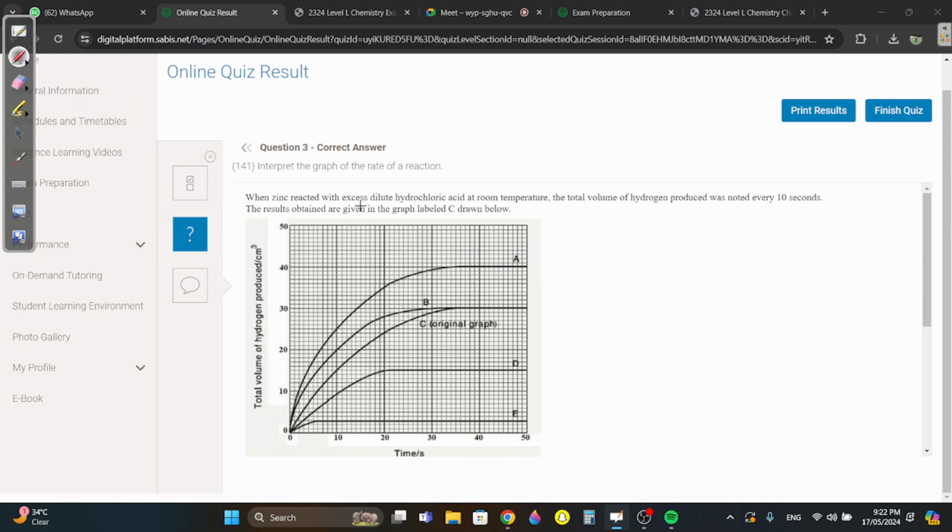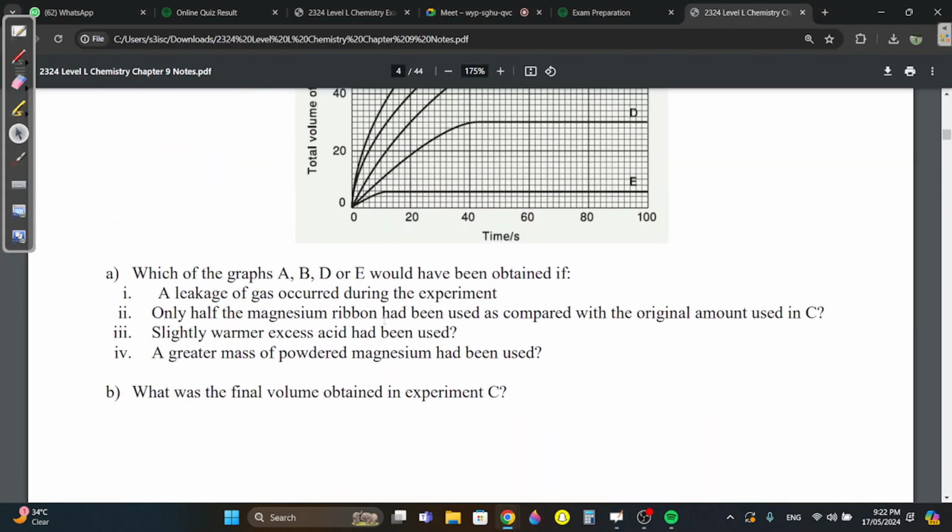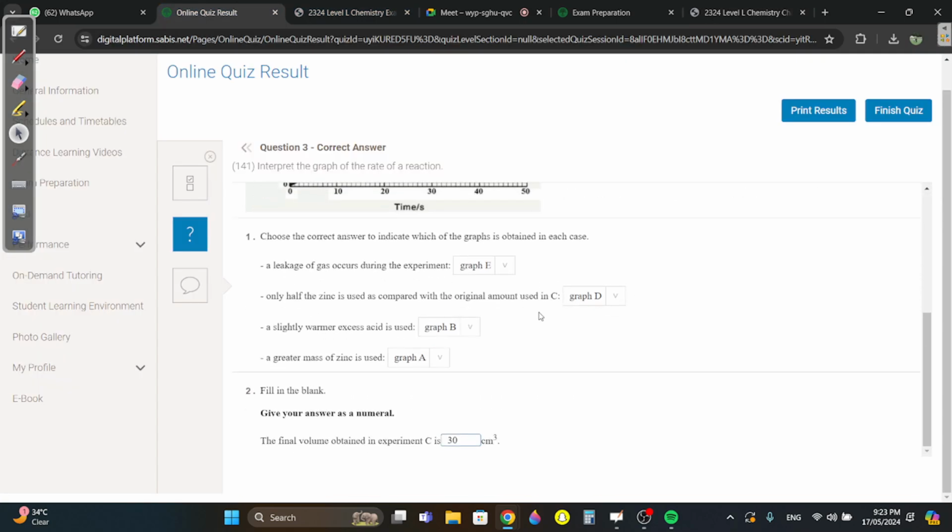If they said they added more hydrochloric acid, it wouldn't be A. It would be B, because I told you when they add excess, the amount of product doesn't change. Please be careful. They might ask you that because I think they asked it in the notes over here. Yeah, the excess acid.